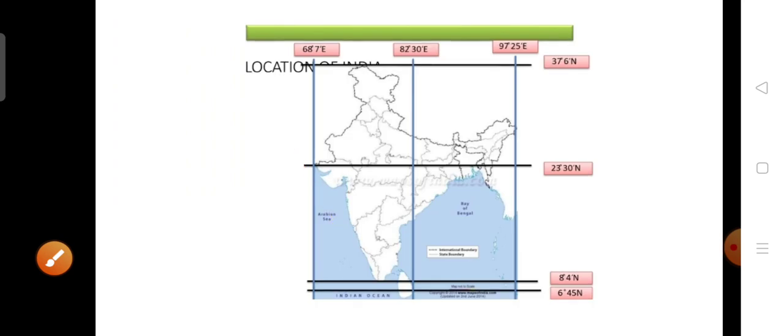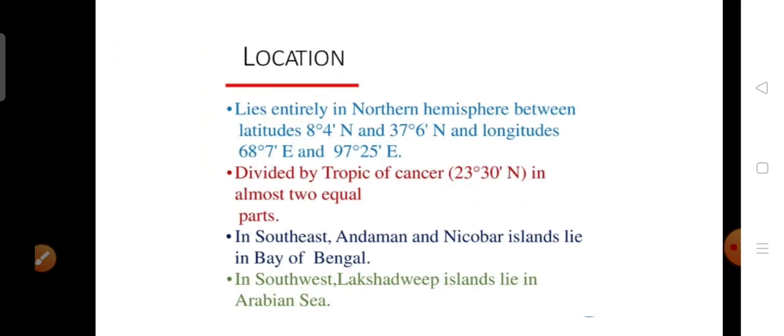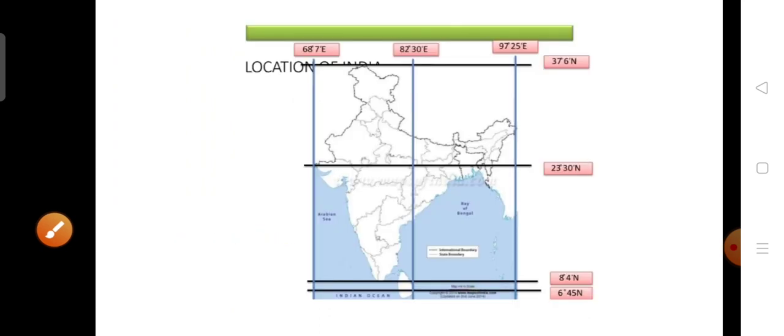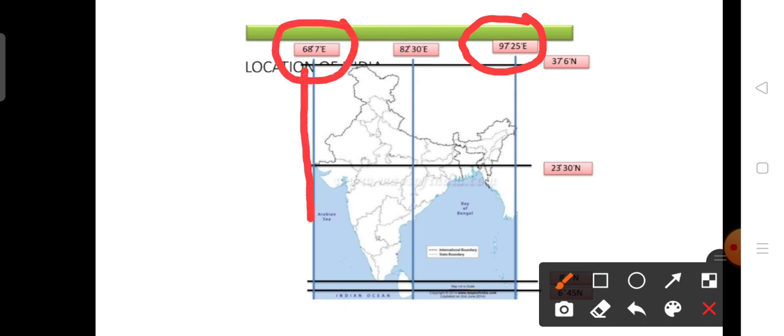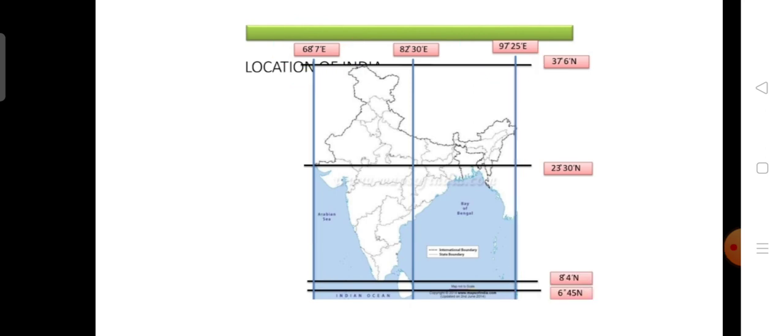And what about the longitudes? As it is given, the longitudes, it is lying between 68 degree 7 minutes east to 97 degree 25 minutes east, as we had discussed in the previous figure. This was there, 97 degree 25 minutes east and 68 degree 7 minutes east, these two lines. It is lying between these two longitudes. So this is the exact location of India in the world map.